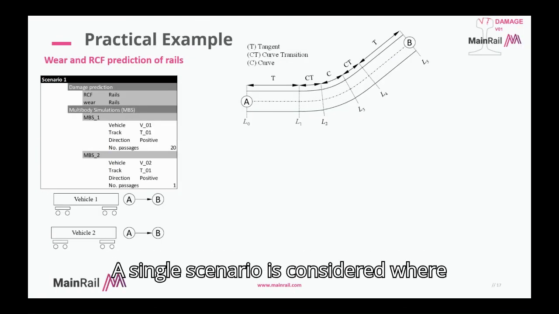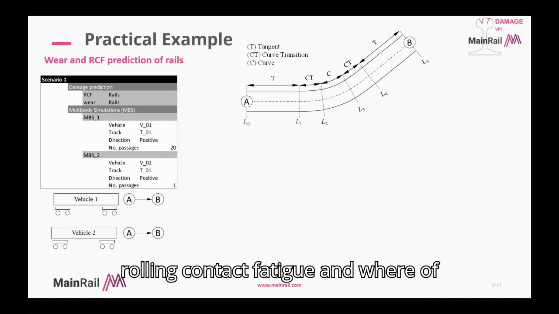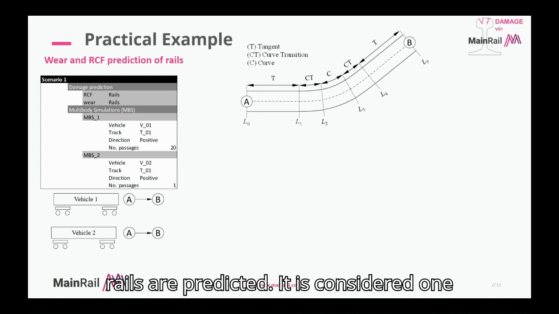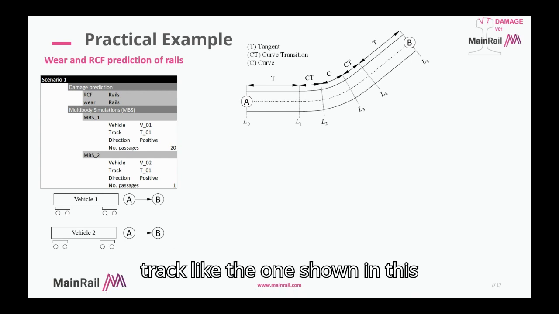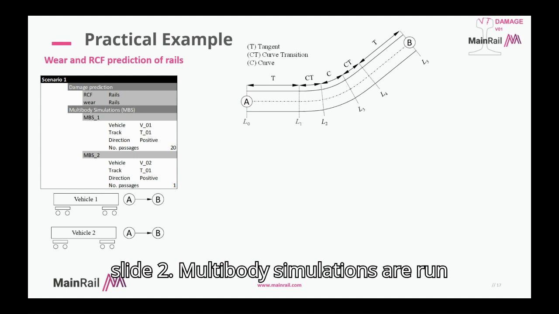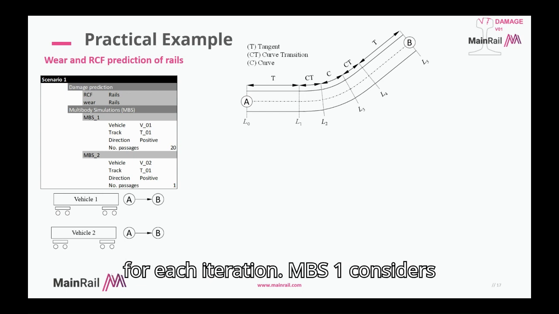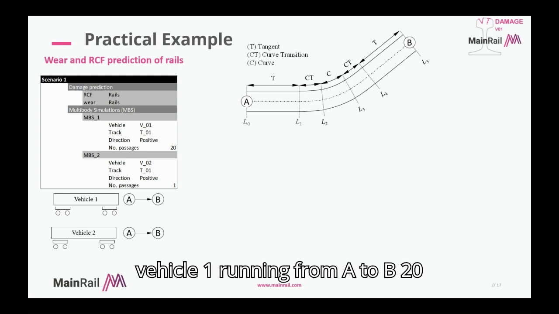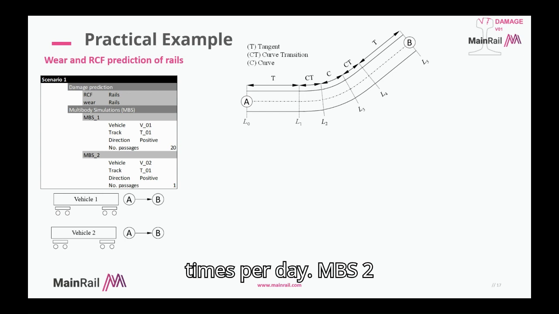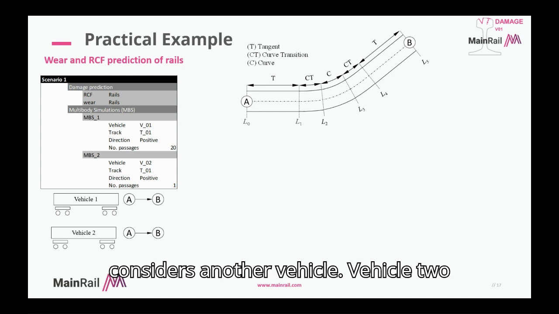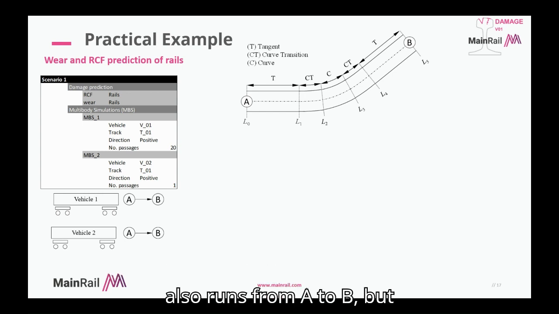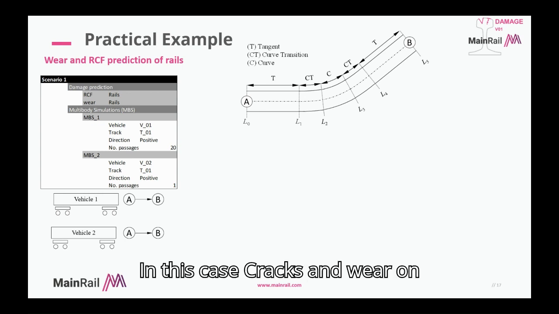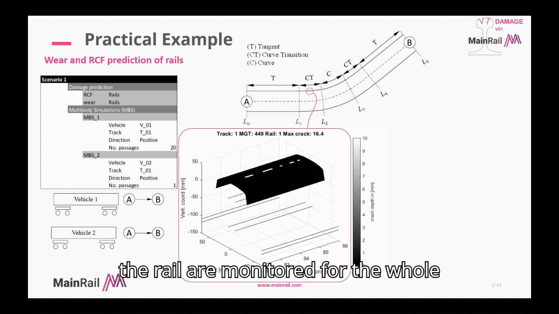A single scenario is considered where rolling contact fatigue and wear of rails are predicted. It is considered one track like the one shown in the slide. Two multi-body simulations are run for each iteration. MBS1 considers vehicle 1 running from A to B 20 times per day. MBS2 considers another vehicle, vehicle 2, also runs from A to B but only one time per day. In this case, cracks and wear on the rail are monitored for the whole track.